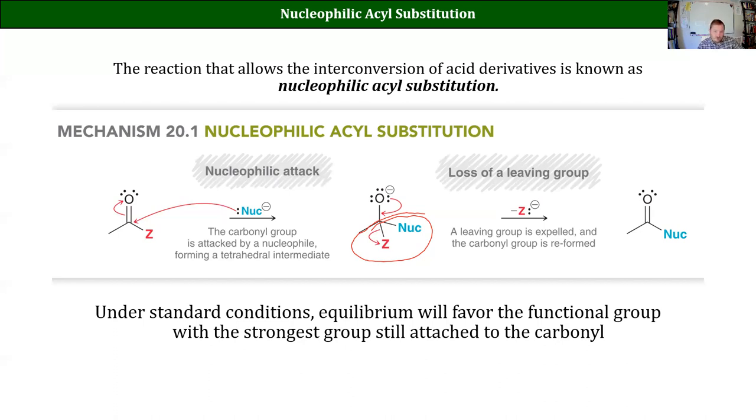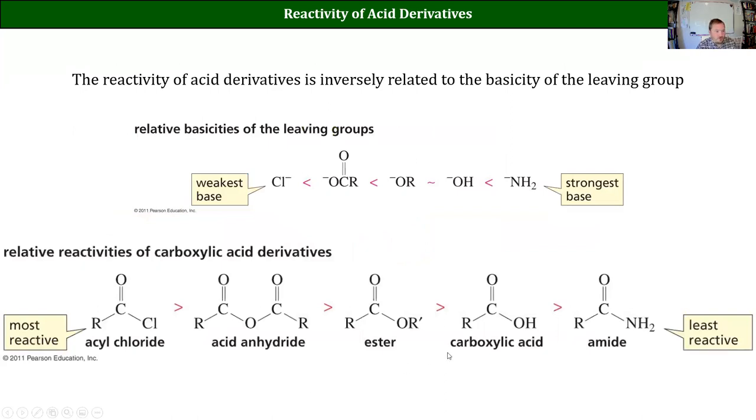And equilibrium favors the form where you're making the product that's further to the right. So if you have a carboxylic acid and an amide are your two possibilities, the amide is going to be favored at equilibrium. If you have carboxylic acid versus acid anhydride, carboxylic acid is favored at equilibrium. Right? Because it all has to do with how good of a leaving group you have attached.